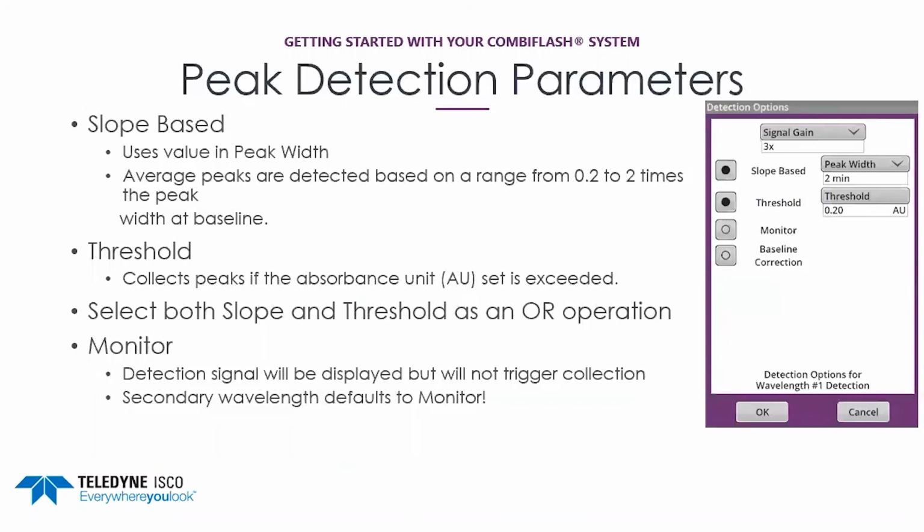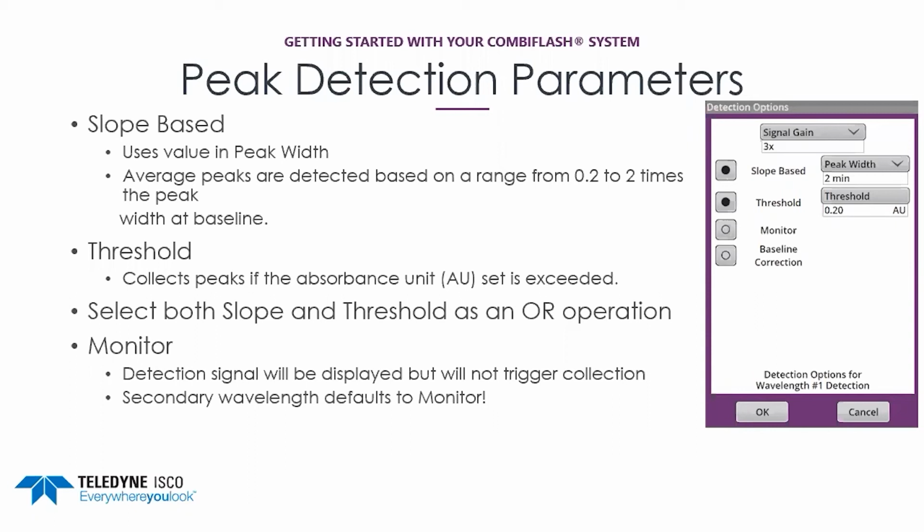This slide shows some of the parameters that affect peak collection. We get here using the details button next to the wavelength settings that we saw about 2 slides ago. For slope-based, a larger peak width setting is more sensitive. A smaller change in slope triggers peak collection. Wider peaks usually have more shallow slope. The second wavelength is set to monitor by default. If a detector is set to monitor, it will not trigger peak collection. So if you want to collect on both wavelengths, turn off the monitor button.